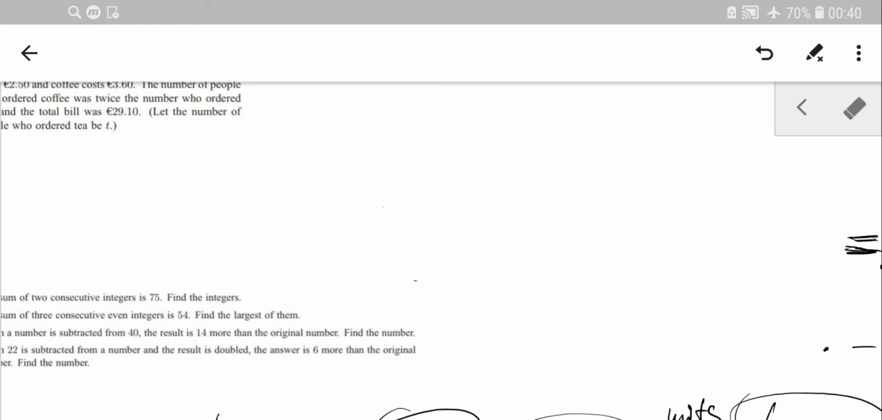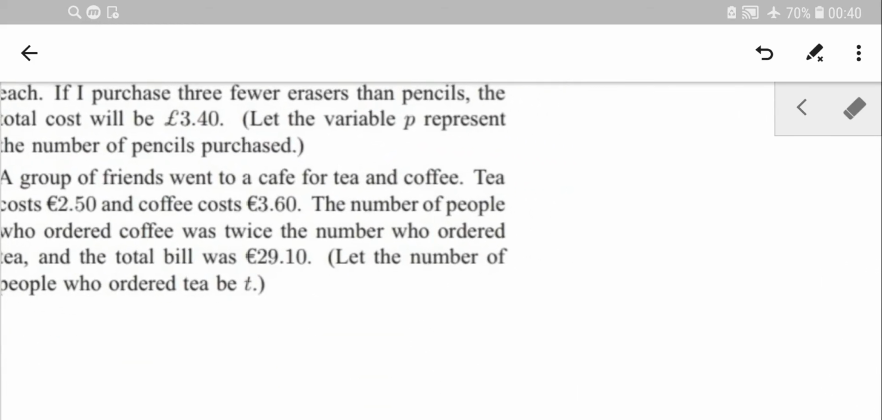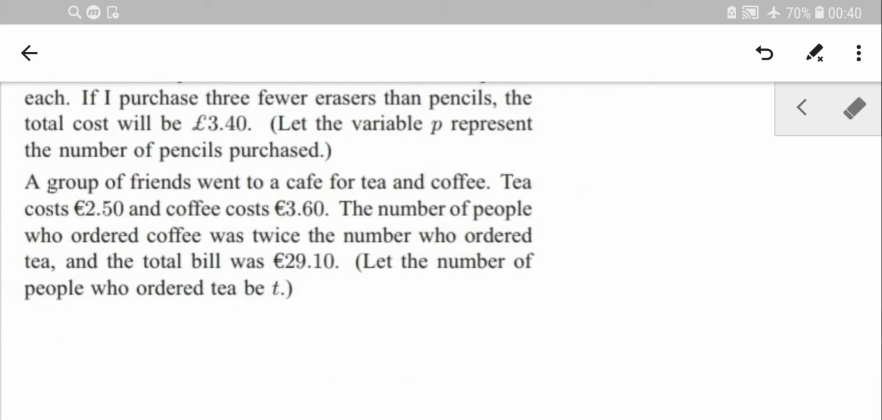Let's move on and get the phone. A group of friends went to a cafe for tea and coffee. Tea costs 2.5 euros and coffee costs 3.6. The number of people who ordered coffee was twice the number who ordered tea, and the total bill was 29.10. Let the number of people who ordered tea be T.